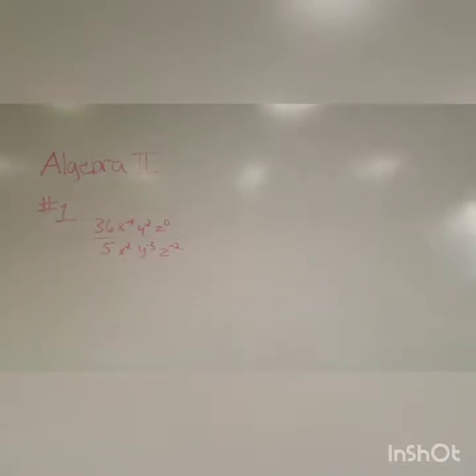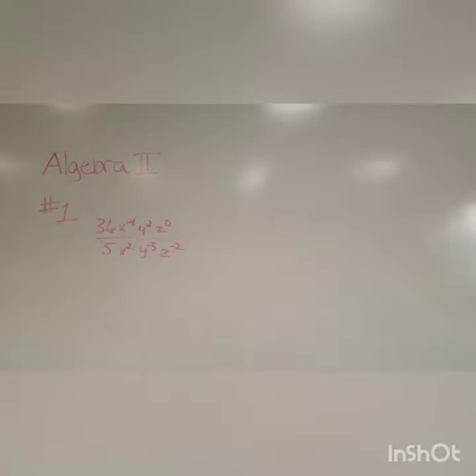Alright, this is the study guide for Algebra 2, Unit 5, Algebraic Fractions. So we're going to start with problem number 1. They want you to write this using only positive exponents. So you need to combine your exponents, combine your variables. When you divide, you subtract, and you're going to subtract to whatever side has the bigger number.